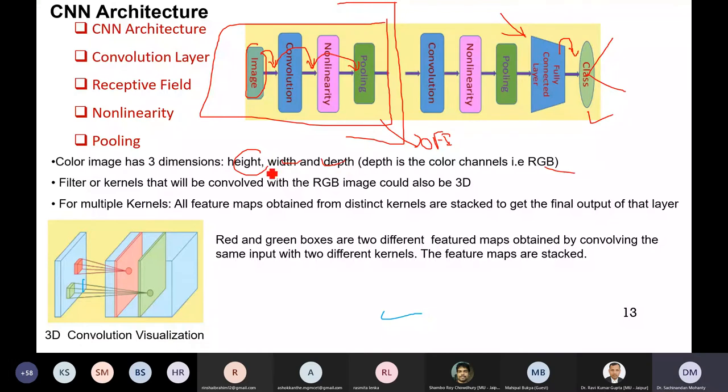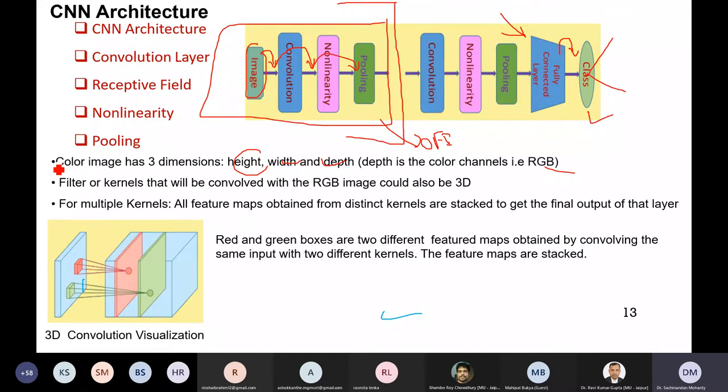So it depends on the RGB. And the filter or kernel that will be convolved with an RGB image could be 3D. Remember one thing, you may have a doubt: what is meant by filter and kernel? What is the difference between kernel and filter? Both are the same. In a 2D array it is called the kernel, in 3D we call it the filter. Otherwise everything is the same. Kernel and filters are the same.